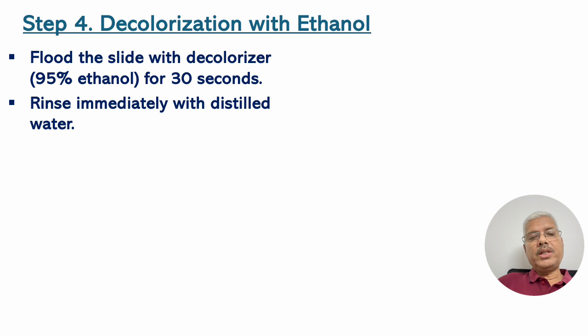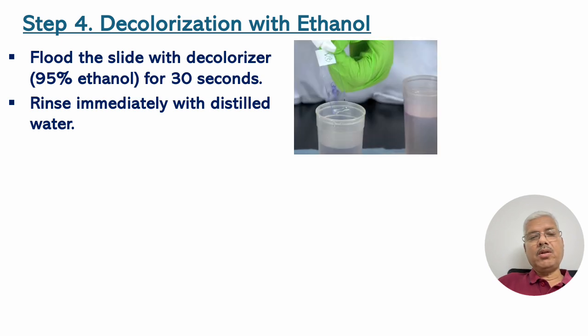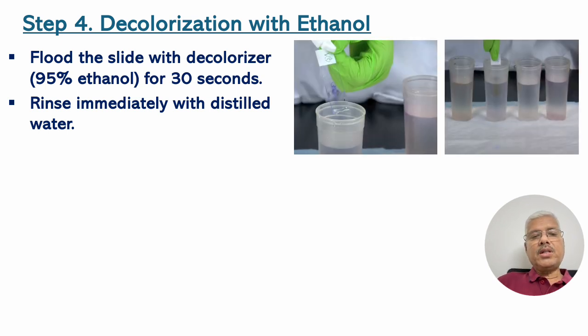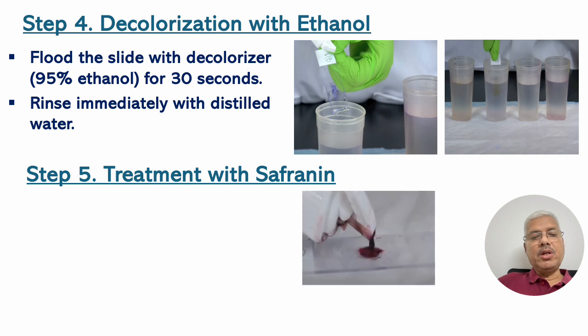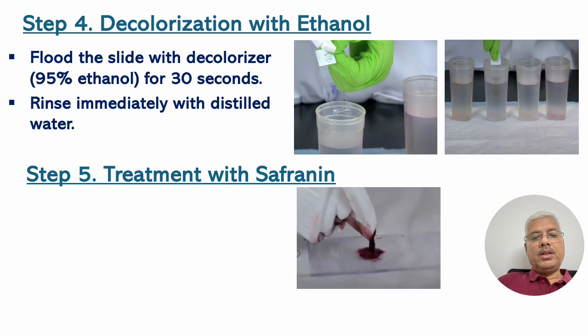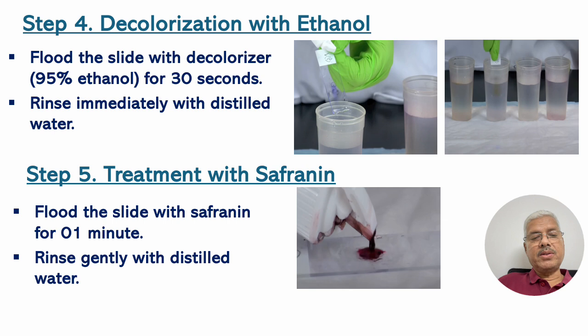Step 4, that is the decolorization with ethanol. Flood the slide with a decolorizer, that is the 95% ethanol, for 30 seconds. Rinse immediately with distilled water. Control the decolorization time to avoid over decolorization, which can lead to false negative results.